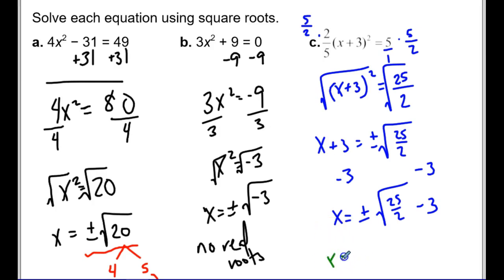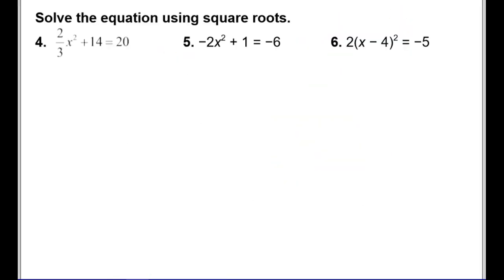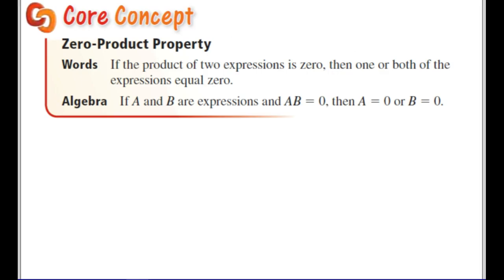So now I have x equals plus or minus 5 square root of 2 divided by 2, minus 3. So those are my two possibilities. I have a positive 5 times the square root of 2 over 2 minus 3, and then I have a negative 5 times the square root of 2 over 2 minus 3. So those are my two different solutions here. So now here are some for you to try. Make sure that you understand the different steps we have to take to get that x by itself.